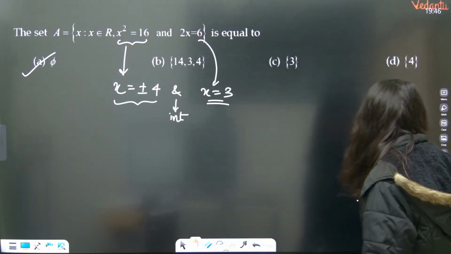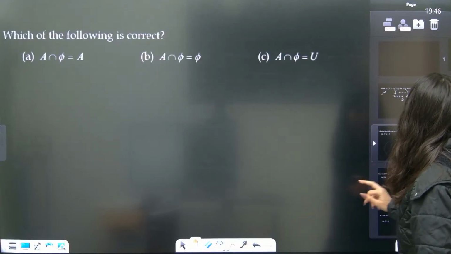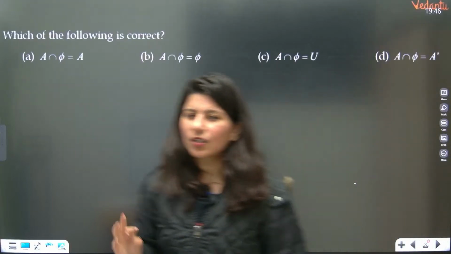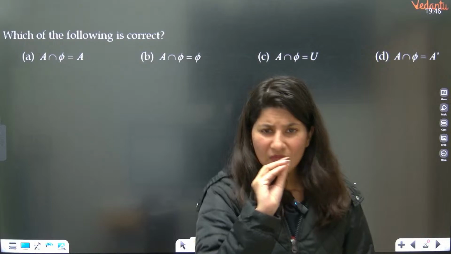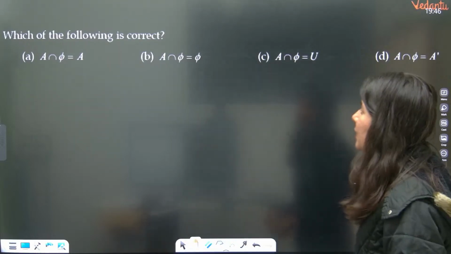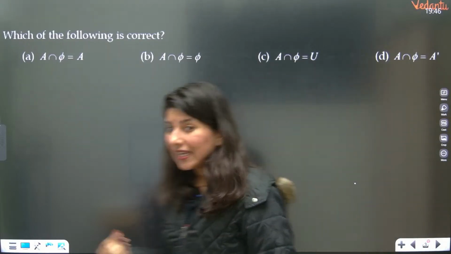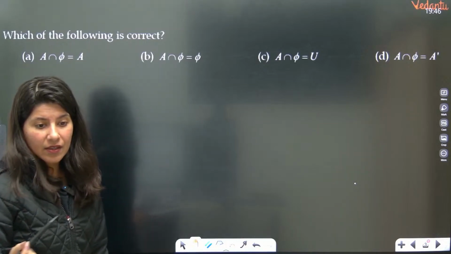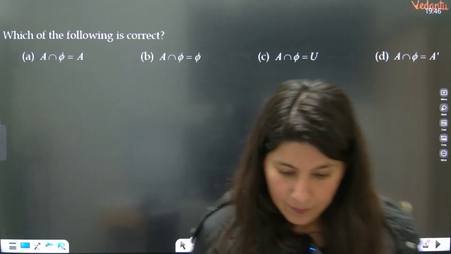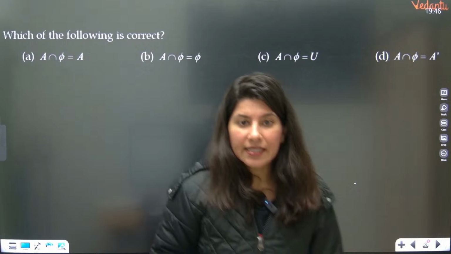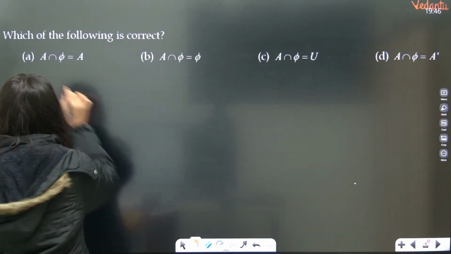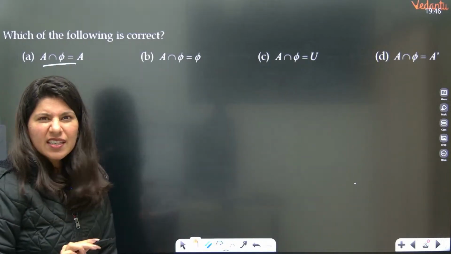Okay. All right. So now let us talk about the next question, again from set theory. Direct question: which of the following is correct? Now A intersection null is equal to A.